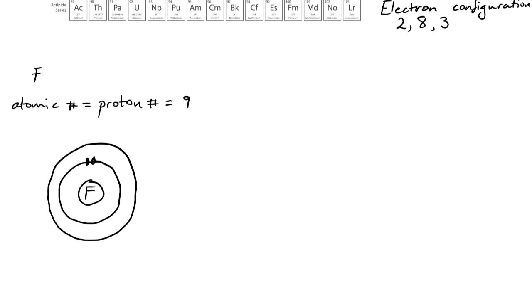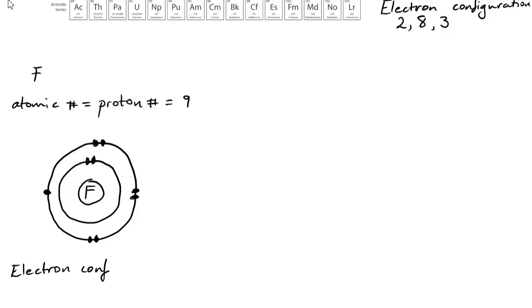Now, let me just draw that in. I'm going to first draw them apart like this. 1, 2, 3, 4, and then I'm going to get up to 7. 5, 6, 7. Okay? So if we look at the electron configuration, it is actually 2, 7. So that's how we draw out the element fluorine.